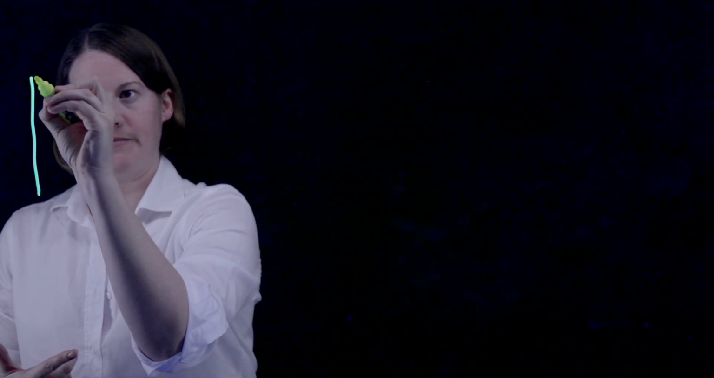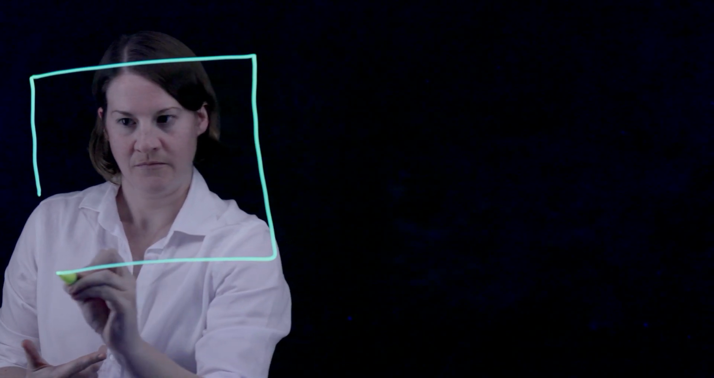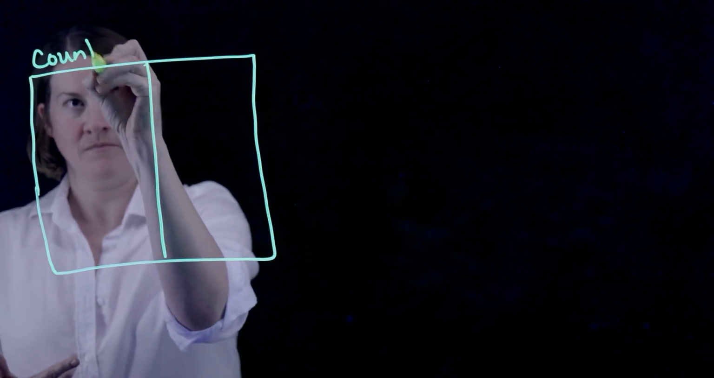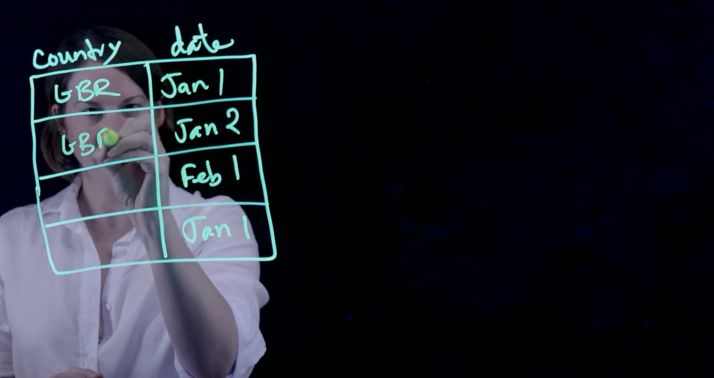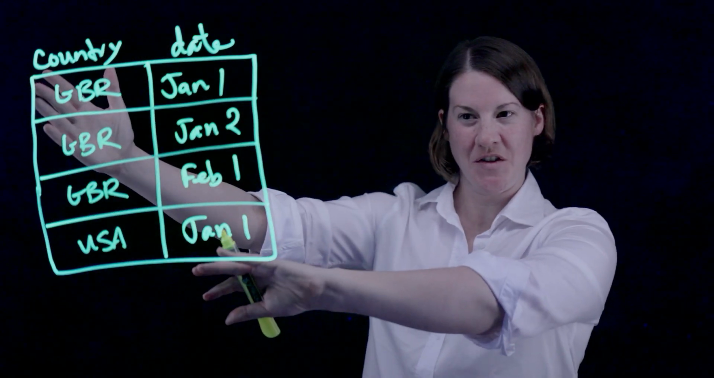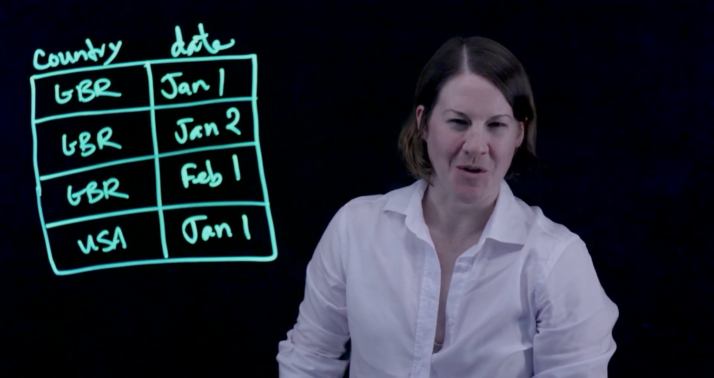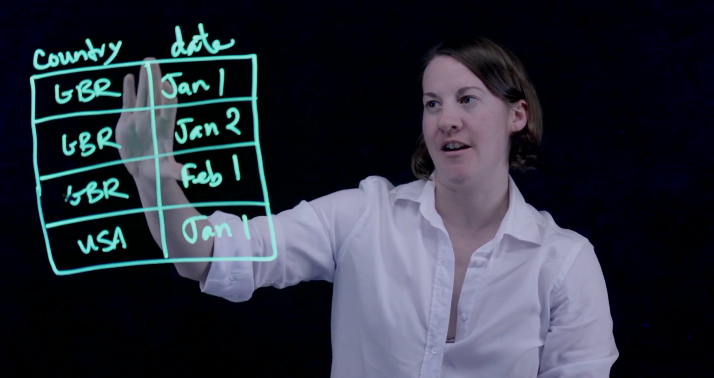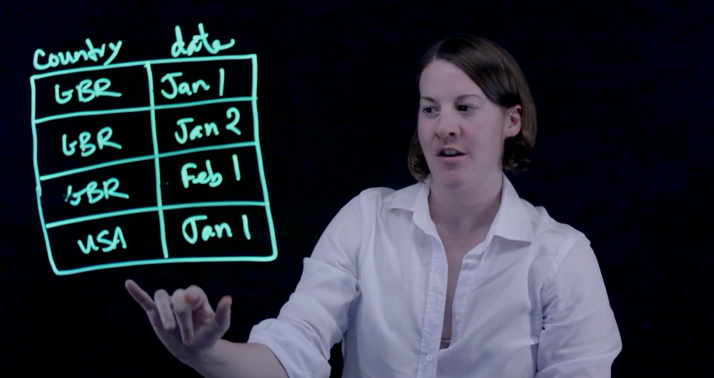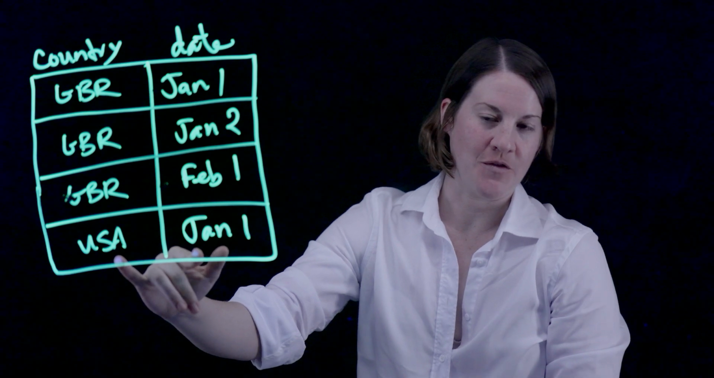And again, the tablets and the intra-tablet ranges are determined by what you've chosen as your primary index. So let's imagine we've got a table that is indexed on country and date. So here's our table. This is a very small table. We've got 4 records. 3 of them are from Great Britain and have varying dates between January and February. 1 record's from USA, date of Jan 1.